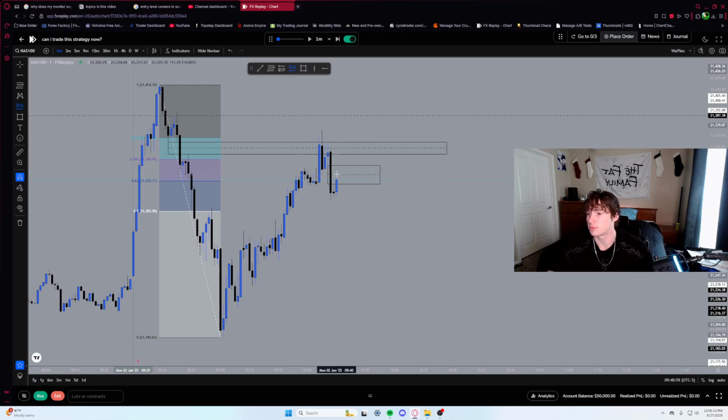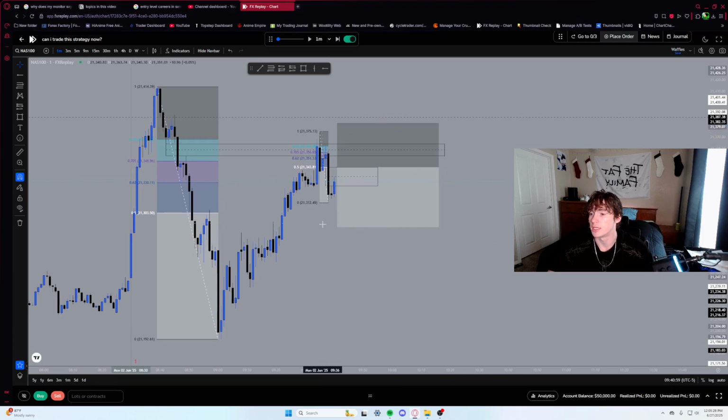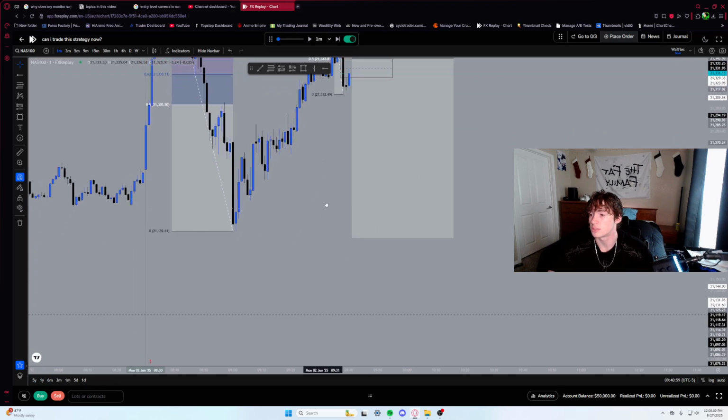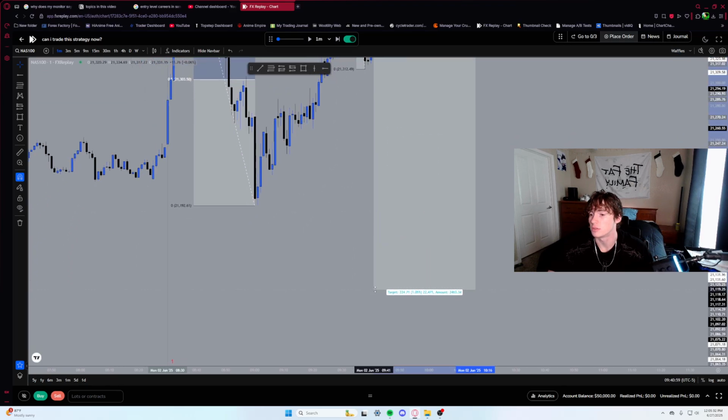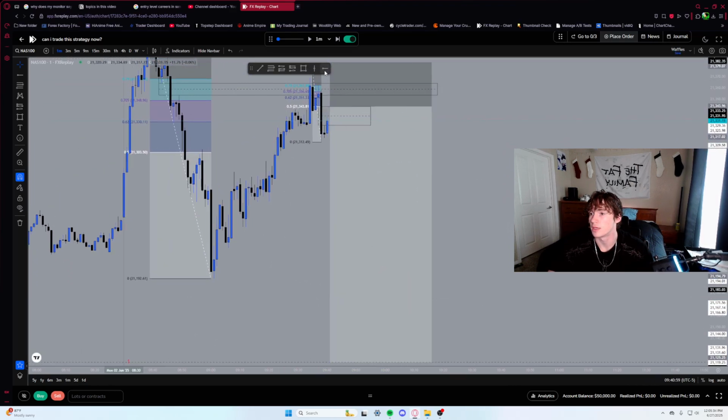Here we go. I'm going to set a limit order actually to the halfway point of this. Let's look at equilibrium. Let's try this. Limit order at equilibrium. Stops above this high, and take profit at previous day lows. And we'll also be chasing these.